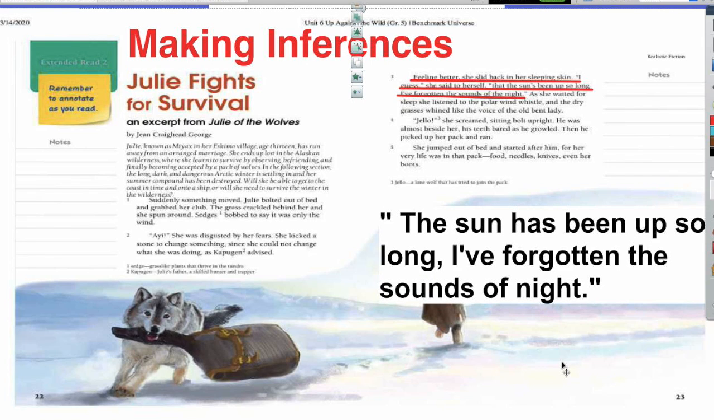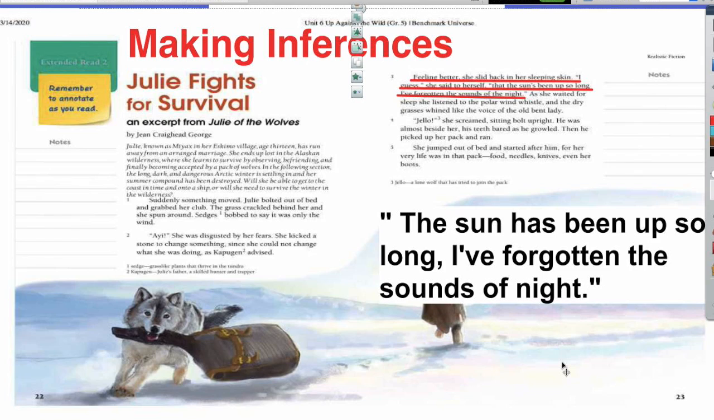I had to bring in some background knowledge when I was thinking about this, and some background knowledge I have is that way up in the northern parts of the world, like the Arctic where this story is set, sometimes in the summer the sun does not go down at all. And she's saying the sun has been up so long I've forgotten the sounds of night.